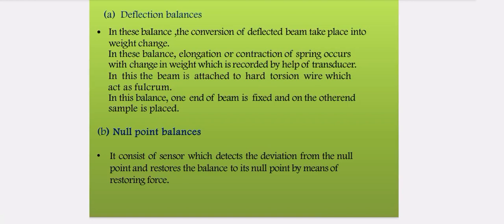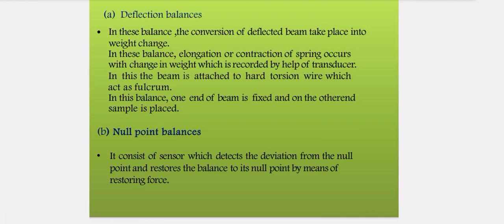In this, the beam is attached to a hard torsion wire which acts as a fulcrum. In this balance, one end of the beam is fixed and on the other end the sample is placed. Second is null point balances, which consist of a sensor which detects the deviation from the null point and restores the balance to its null point by means of a restoring force.